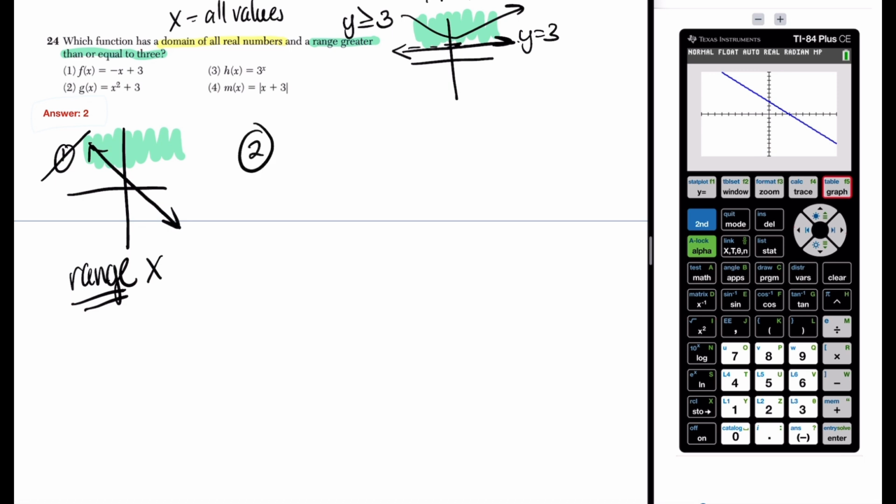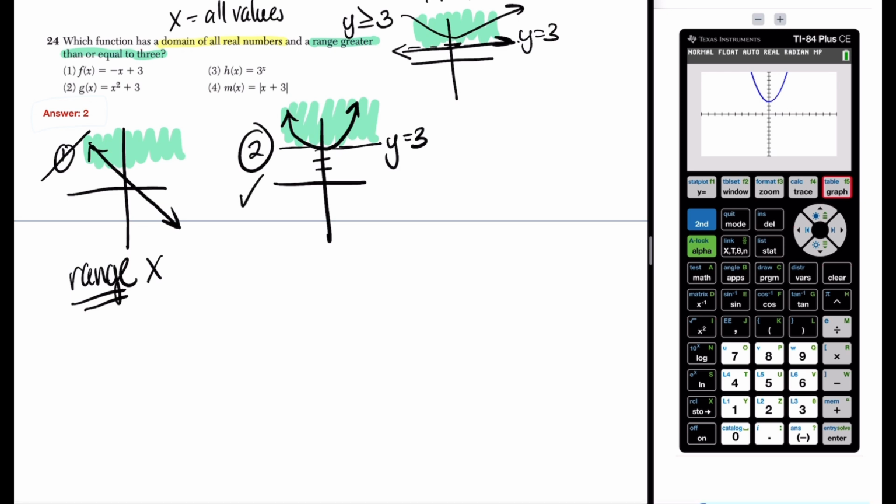So let's look at number 2. We'll go back to y equals. Let me clear this out, and I'm going to put x squared plus 3. And that one looks promising. Looking at my graph, it's a parabola. So 1, 2, 3. Notice at 3, that's my lowest point. So that satisfies the two things I want, where it can be equal to 3 and everything above. I love that. And my domain is fine going left and right. So that's why 2 is the correct answer.